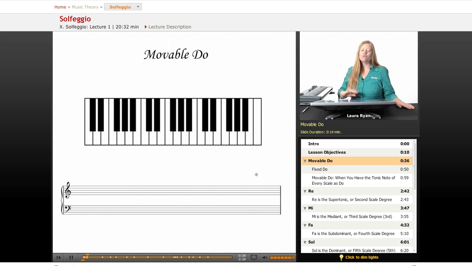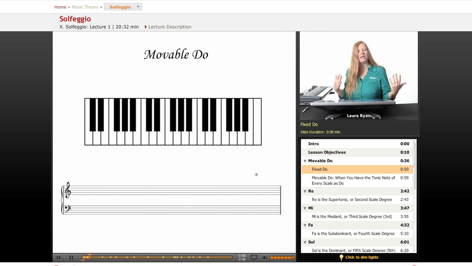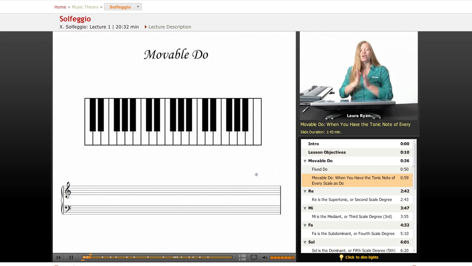So movable do is what we'll be using. There's two kinds of solfege, fixed do and movable do. Fixed do is when C is always do, no matter what scale you're playing or what key you're in, C is always do. That can be a little complicated, so we're only going to focus on movable do. Movable do is when you have do as the tonic note of every scale. Now you remember from our last lesson, the tonic note is the first note, the home key of the scale.